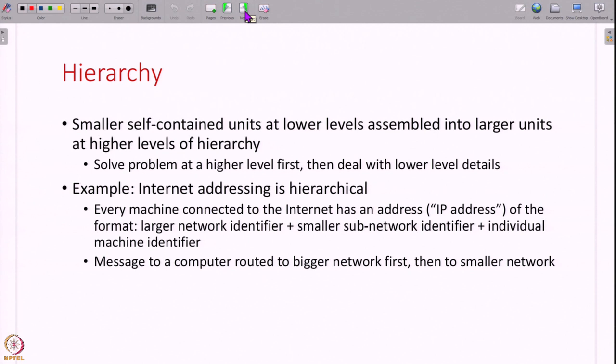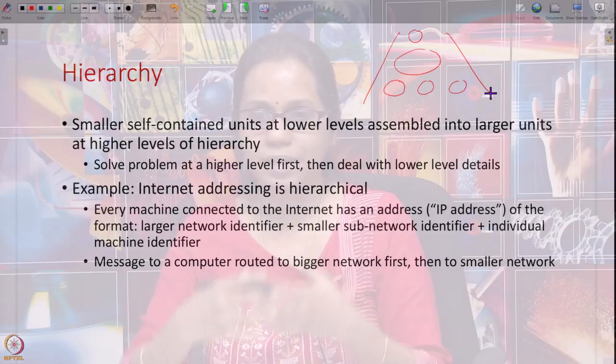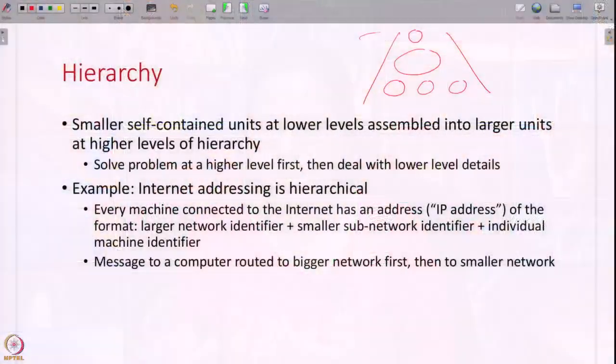So, the next design principle is that of hierarchy, right. Intuitively we all understand what hierarchy is: there are certain smaller units that assemble together to form larger units, then a bigger unit, then a bigger unit, you typically have a hierarchy. And whenever you have to solve a problem, for example, in your institute there are students, then there are student leaders and one head of all the student organizations. Whenever there is any problem, you first go to the higher level, then you solve it there, you come down, right. So, hierarchy gives you an easy way to manage complexity in a large system.